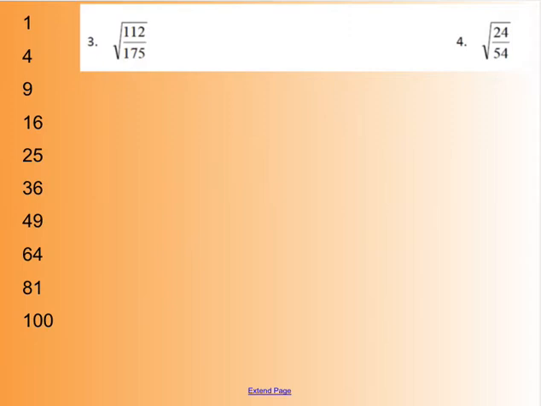Next, let's take a look at number 3. Now, a lot of students on these try to immediately go and rationalize the denominator. But what I actually suggest you do first is simplify underneath that radical. Okay, so I take the square root of 112, and then I have the square root of 175.